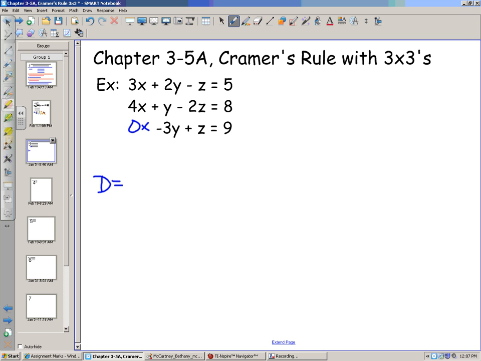Anybody want to give me my determinant for D? 3, 4, 0, 2, 1, negative 3. Excellent. Now, what's the next thing that we have to do? You got to recopy columns 1 and 2. Why do we have to do that again? So that you use every number twice, right? Now, next thing. If you miss one negative, the whole thing's screwed up. So it's very important that you watch your negative signs and that you keep everything lined up nicely, okay?